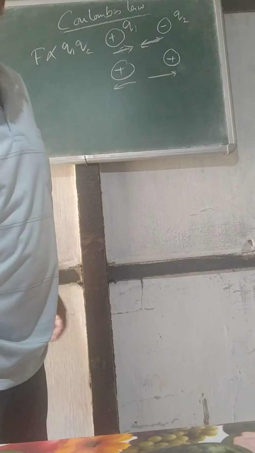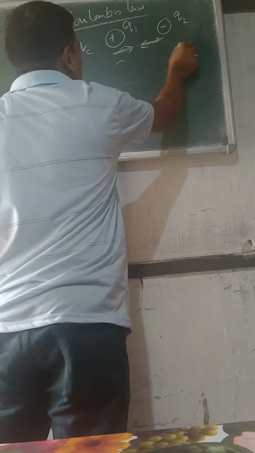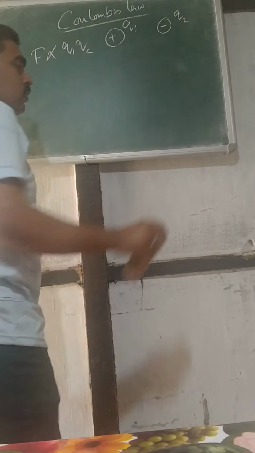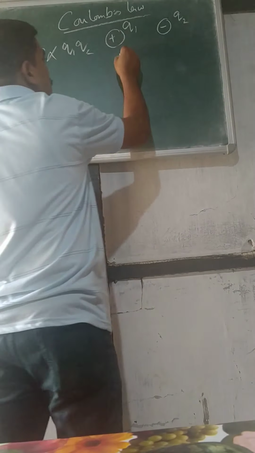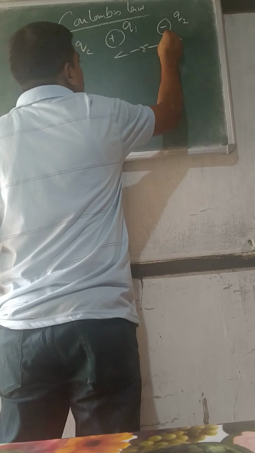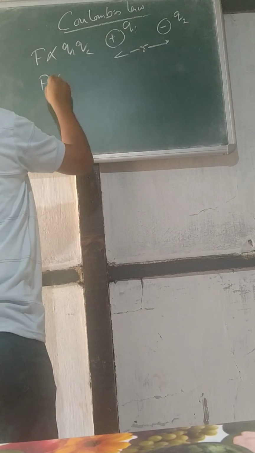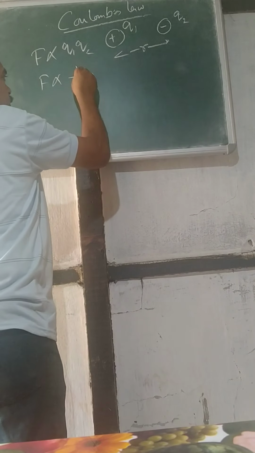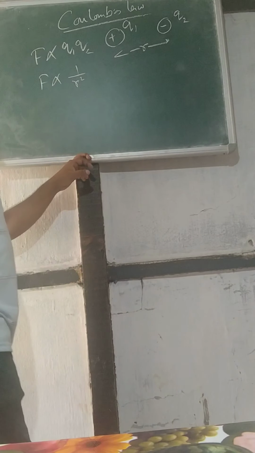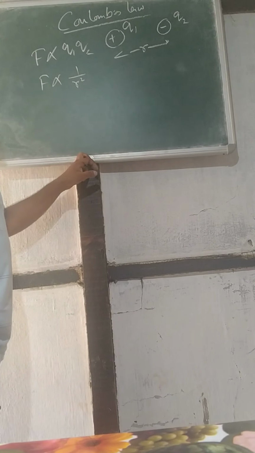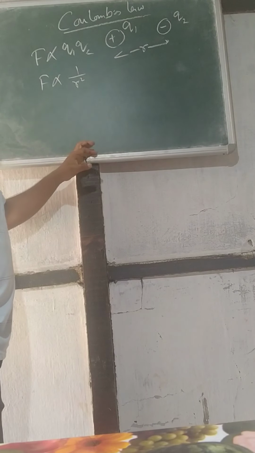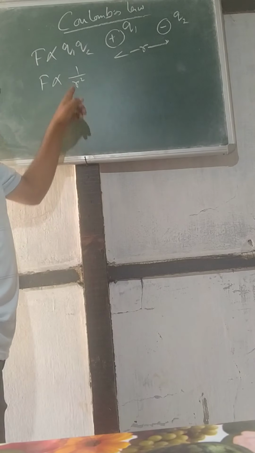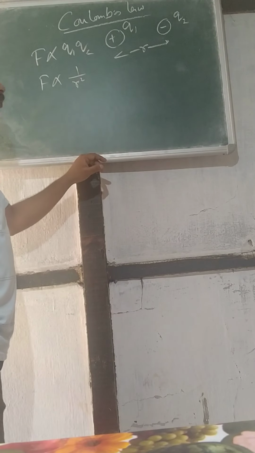and if the distance between them is R, the distance between these two charges is R, then force is proportional to 1 by R square. So what is the statement? The force between two charges is directly proportional to the product of the charges and inversely proportional to the square of the distance between the charges.